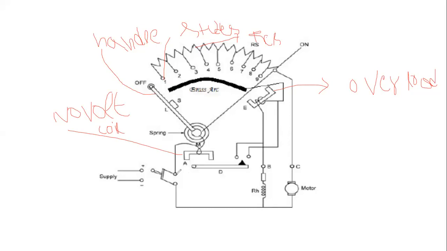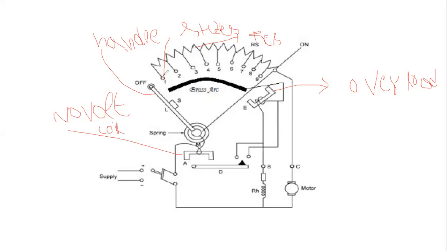After closing the switch, this magnet releases the handle, because the magnet is demagnetized. Therefore the handle is moved from stud 1 to stud 9 manually. After moving the handle from stud 1 to stud 9, the handle is in the on position. Therefore the total current flows through the field winding and the armature.